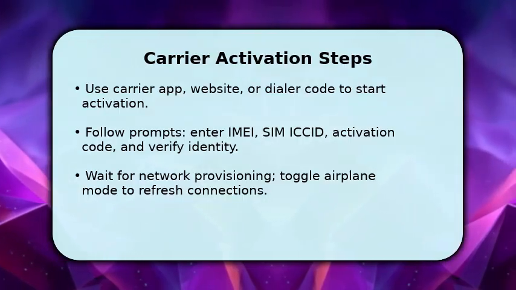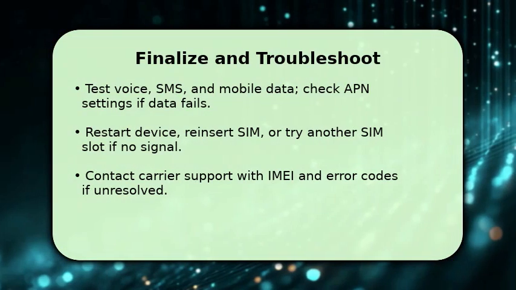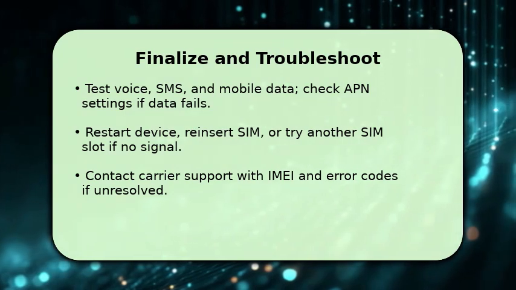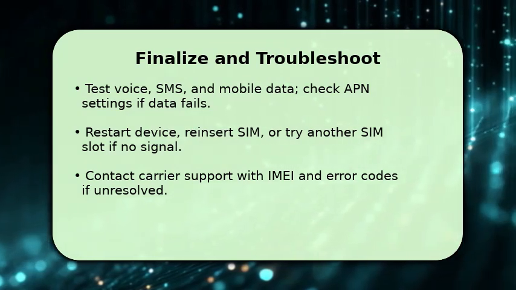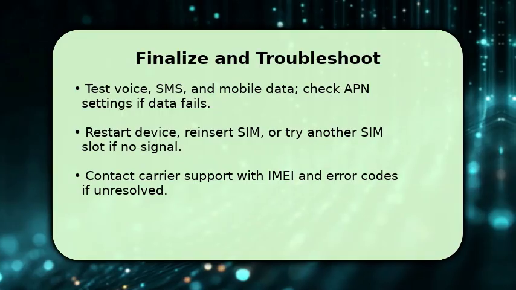You finish by validating that voice, text, and data work. Place a call, send an SMS, and load a web page. If data fails, open APN settings and apply the carrier's values.